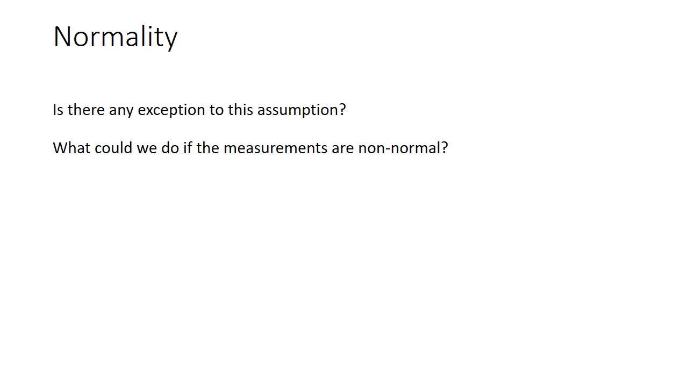If the assumption of normality is invalid, there are three options. Use a non-parametric test that does not require the assumption of normality. Use data transformation techniques so that the data become normally distributed. Or use a generalized linear model.